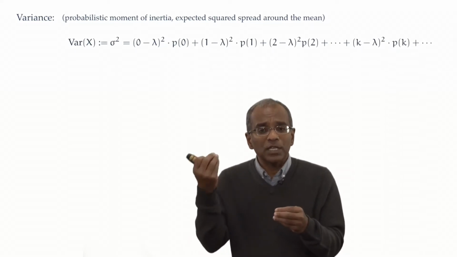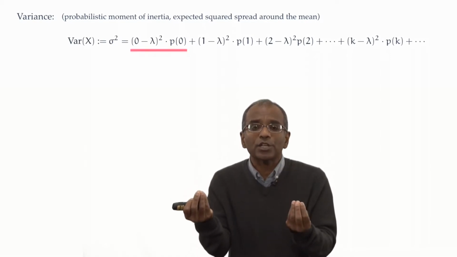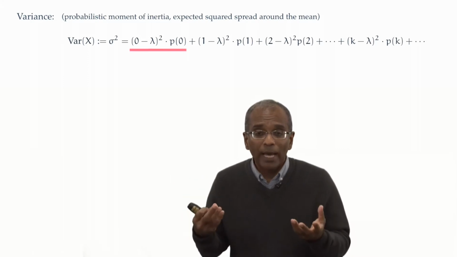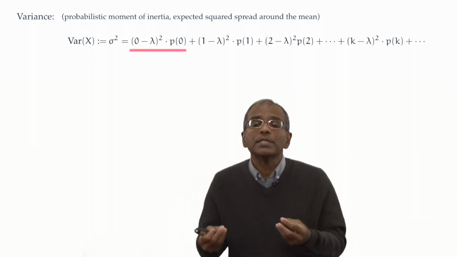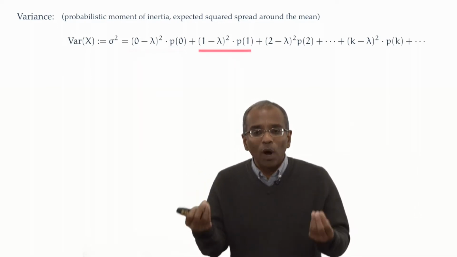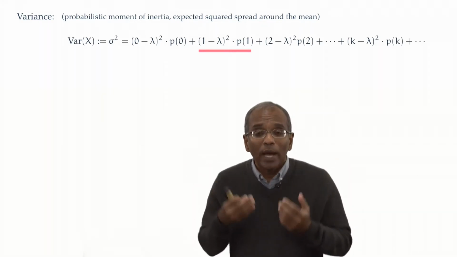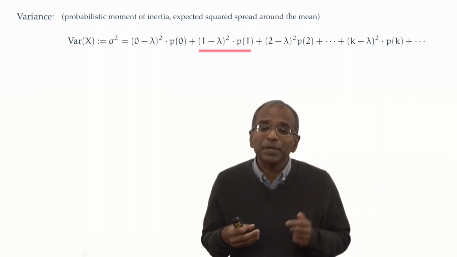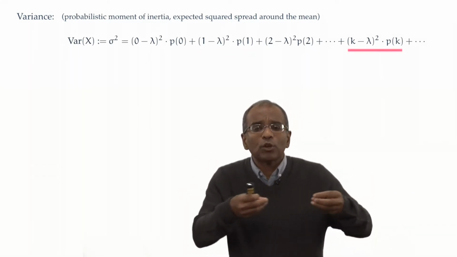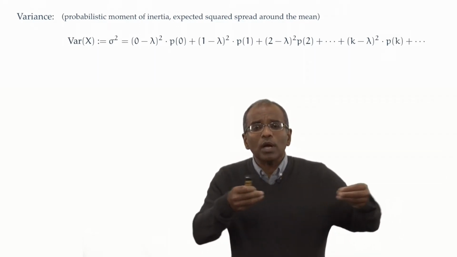If the chance variable takes value 0, its distance from the expectation is 0 minus lambda. The square of the distance is 0 minus lambda, the whole squared, and you weight it according to the probability p of 0 of taking the value 0. If the variable takes the value 1, its squared dispersion from the center is 1 minus lambda, the whole squared, weighted according to the probability p of 1 of taking value 1, and so on, and we accumulate all the possibilities.